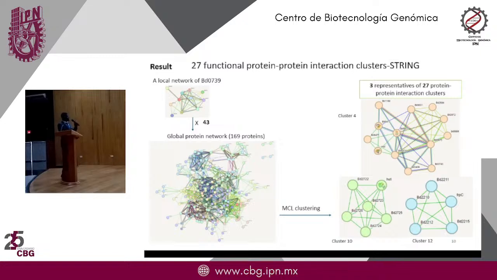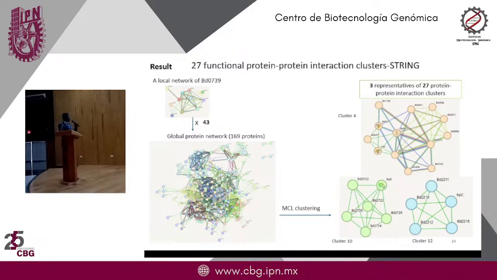So what we then did was to cluster these proteins. There were 169 proteins. We wanted to cluster them in order to have relevant clustering for complexes and for protein-protein interaction. So we used MCL clustering in STRING, and we found 27 protein clusters. So here we're showing 3 of those clusters, which are representatives and which were the ones that we further worked on.